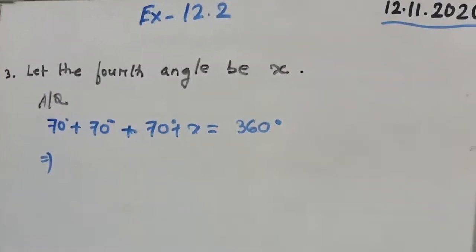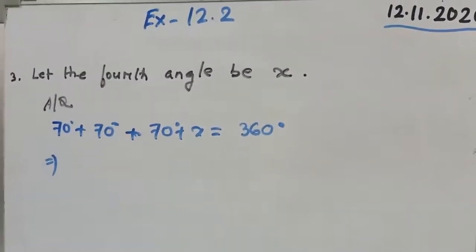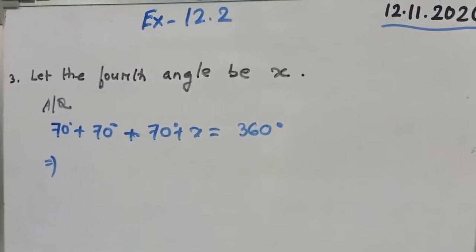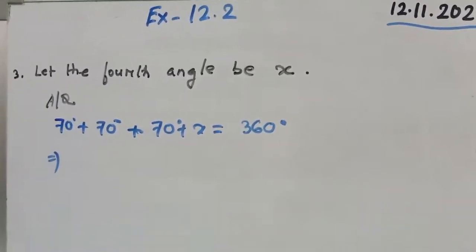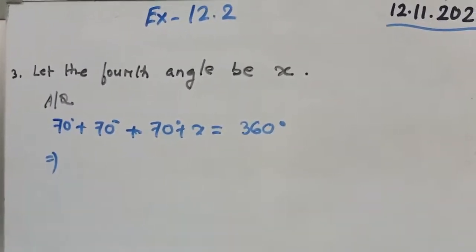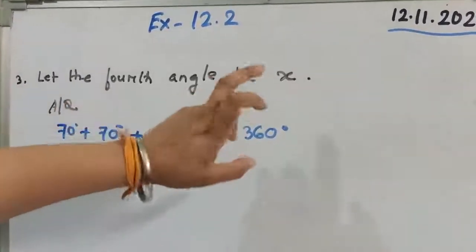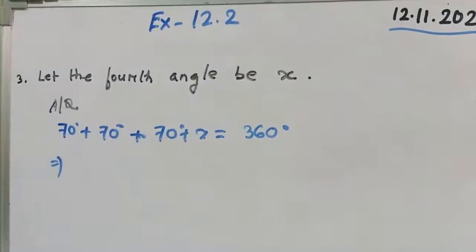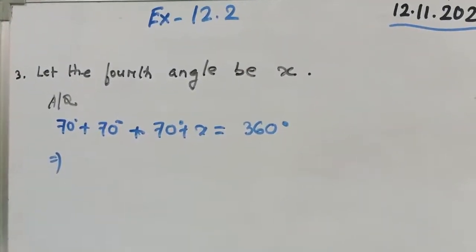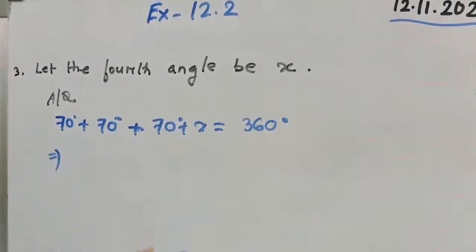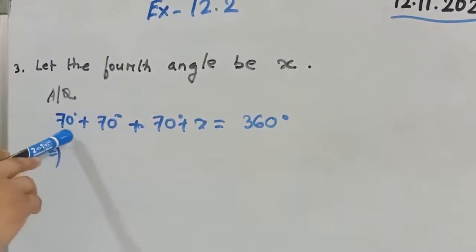Question number 3. A quadrilateral has three acute angles, each measuring 70 degree. Means all the three angles have the measure 70 degree. The measure of fourth angle is, so I have taken, let the fourth angle be x. Okay. So according to the question, we know sum of angles of a quadrilateral is equal to 360 degree. Okay. So what are the four angles?